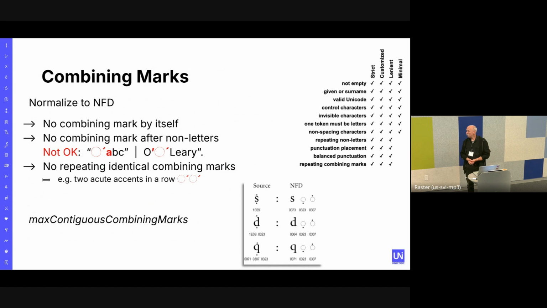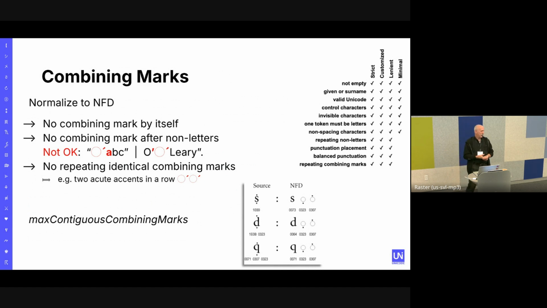Combining marks are a fun one. For combining marks, what we do is normalize to normalization form D, or decomposed, which takes the characters and breaks them into their base character plus whatever combining marks would be needed to create the character that was passed in. A couple of examples we have here are an S, D, and a Q, each with two accent marks, one above and one below, and they break down into a string of a base character plus two combining marks.